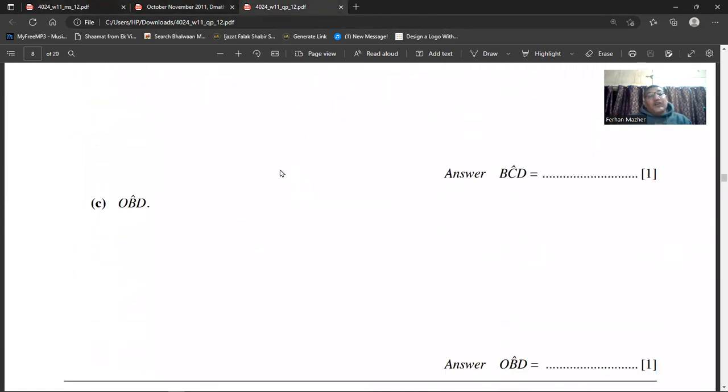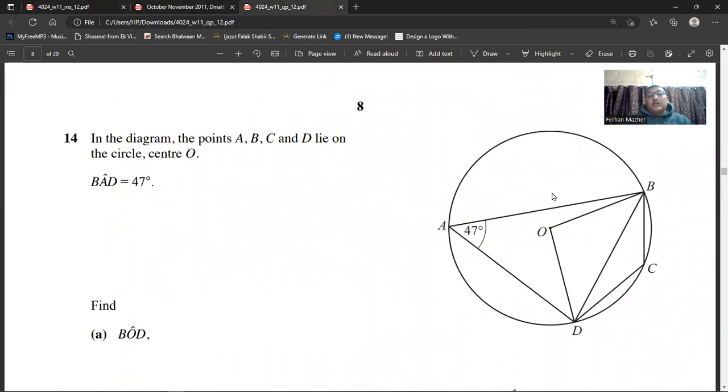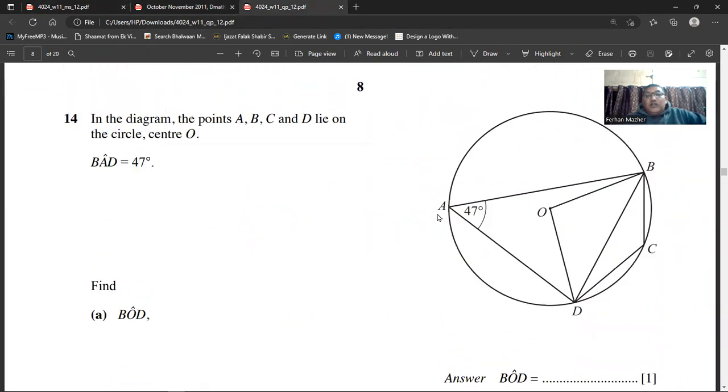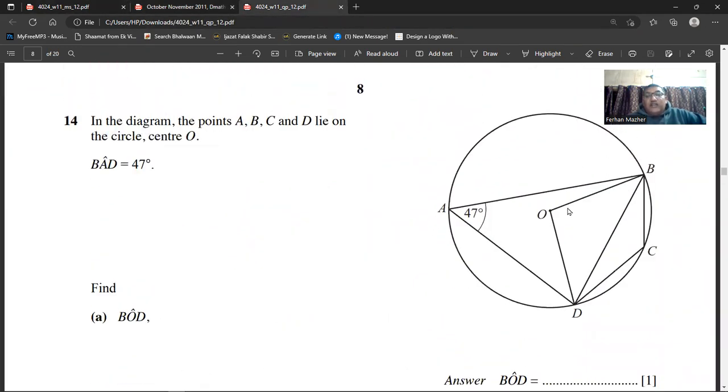Then they will ask you to find the angle OBD. If you look at this triangle carefully, OB is the radius and OD is also the radius, so the triangle OBD is an isosceles triangle. Once you know this angle is, I think, 133, the BOD angle is 133. These two angles will be the base angles of an isosceles triangle, and they are equal to each other.